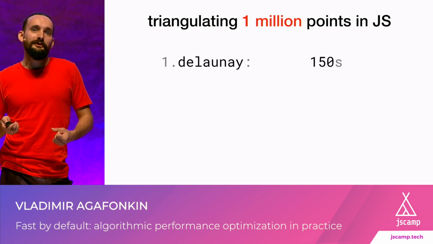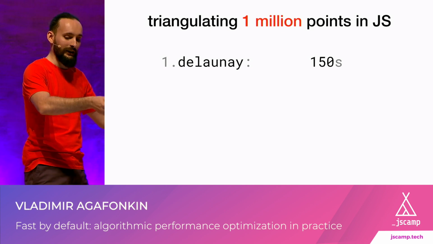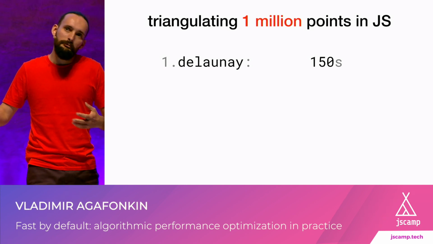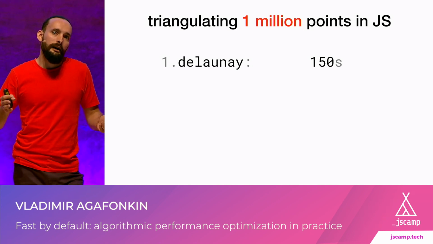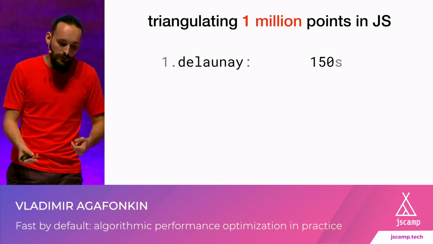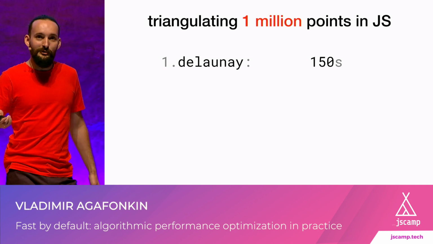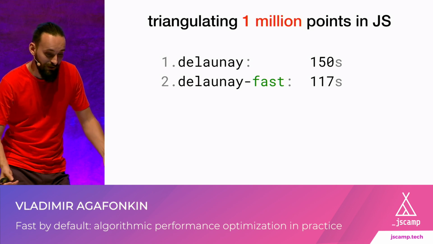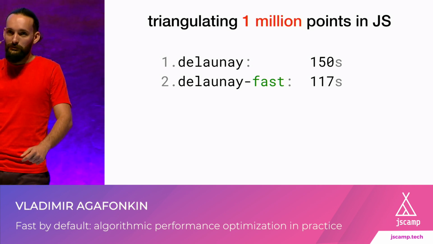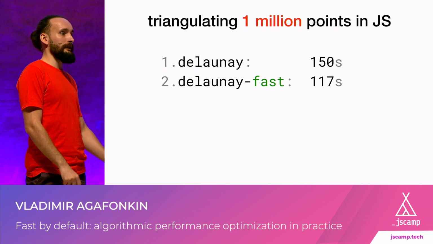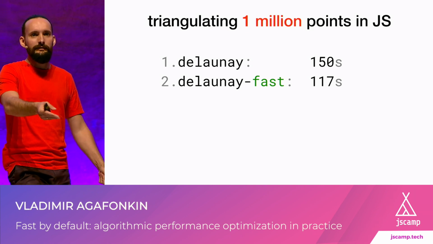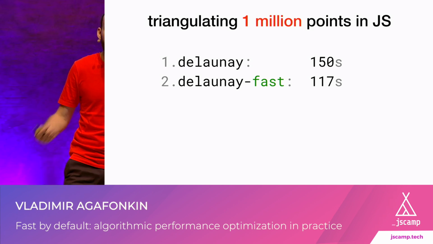So in the beginning, there was a library that was called simply Delaunay. And this library triangulated 1 million points in 2 minutes and 30 seconds. And someone found it too slow for their purpose, so they created a new library that was called Delaunay Fast. And in hindsight, it probably wasn't a great idea to include the word fast in the library, but someone else tried to use this library and thought, hey, there's a name fast in this library, and it's not fast, it's too slow for my needs.